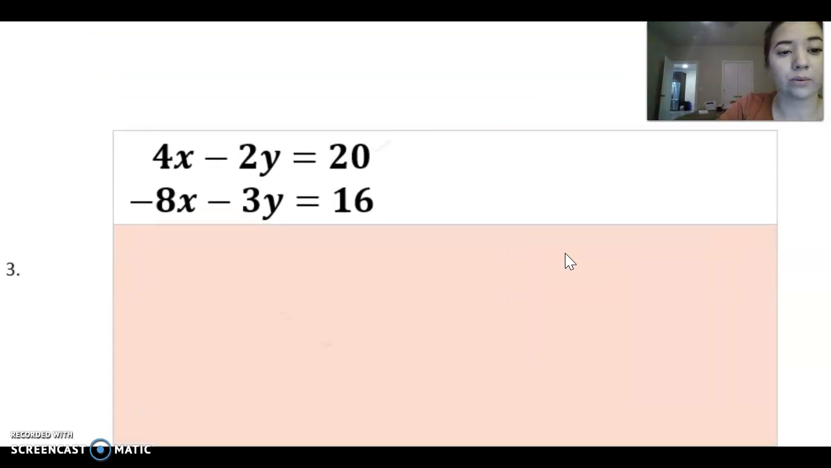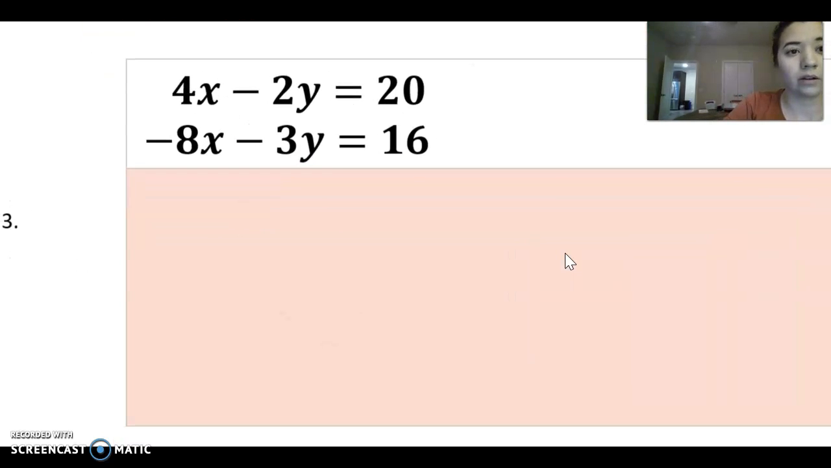Okay, last one. So we have 4x minus 2y equals 20, negative 8x minus 3y equals 16. So again, is one of these variables easier to eliminate than the other? Well, let's think. Is it pretty easy to make a 4 become an 8 with multiplication? Yeah. Is it pretty easy to make a 2 become a 3?